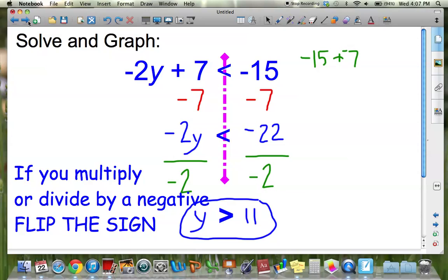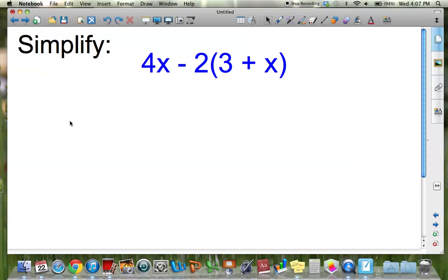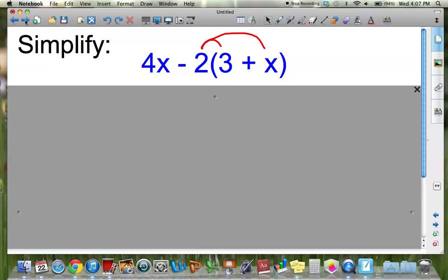Okay? The next thing we're noticing is when we ask you to simplify. For example, I've got 4x minus 2 times, in parentheses, 3 plus x. The first thing you should notice is whenever you see something in parentheses, that should draw your attention. In this case, I can't follow PEMDAS because I've got variables. So if you see parentheses, your first idea should be to distribute.